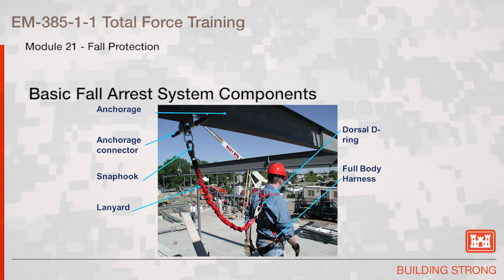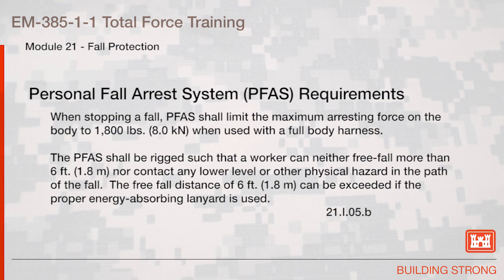This picture illustrates the basic fall arrest system components. It consists of an anchorage, the steel beam, an anchorage connector, a beam clamp, a snap hook connecting the lanyard to the anchorage connector, a lanyard which connects from the anchorage connector to the dorsal D-ring on the harness, and a full body harness.